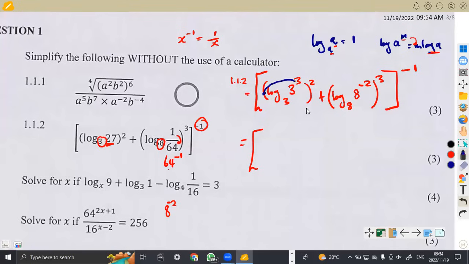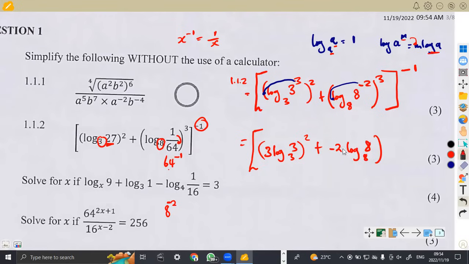So from this stage, we can have something like this. Drop this exponent here. We are going to have 3 log 3 in base of 3, everything to the exponent of 2. Plus, we do the same here, drop this exponent here. So it's going to be negative 2 log of 8 in base of 8, everything to the exponent of 3, then everything to the exponent of negative 1.